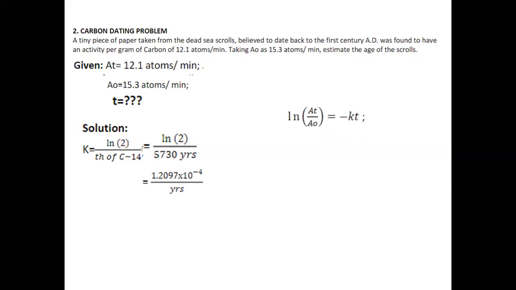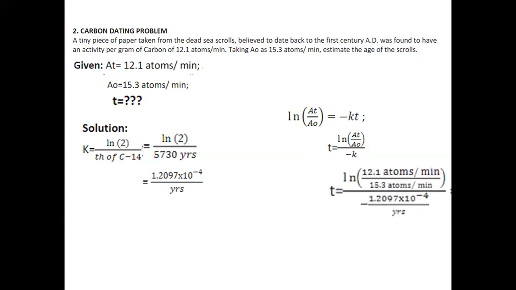Now let's proceed in determination of the time. So we have this formula for the activity: the natural logarithm of the activity at any time t, At, all over the original activity for carbon, A0, is equal to negative decay constant k times t. So manipulating the equation, dividing both sides by negative decay constant k, this gives us time is equal to the natural logarithm of At all over A0, all over negative decay constant k.